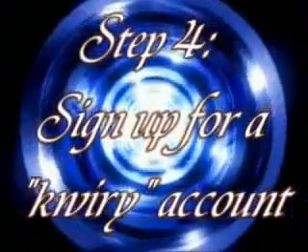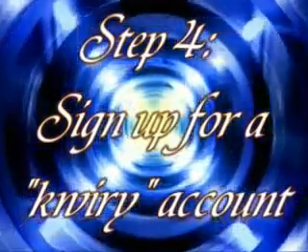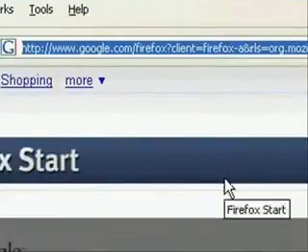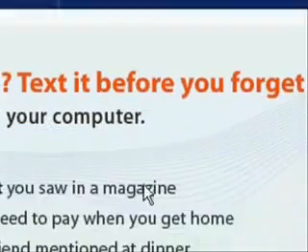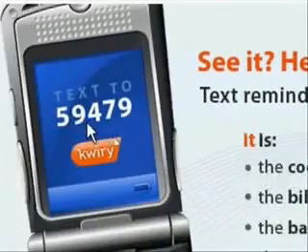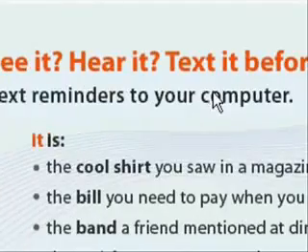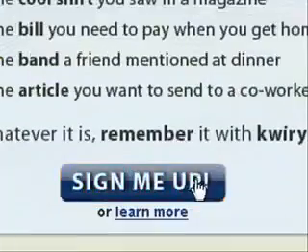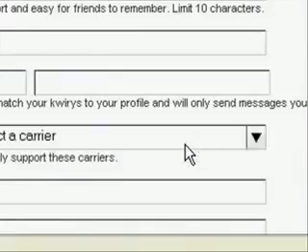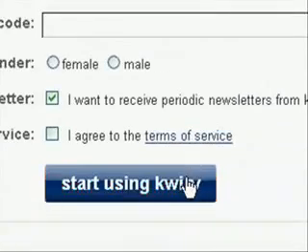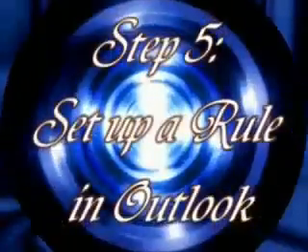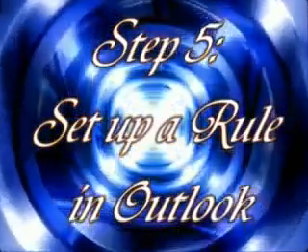The fourth thing we want to do is sign up for a query account. So go to www.query.com. What this program does is it allows you to send it text messages, and it will email them to your email account. So it's pretty cool because we can send it a text and it will send us an email with what we sent in the text. So just sign up for that account, and we'll move on to the fifth step, which is to set up a rule in Outlook.